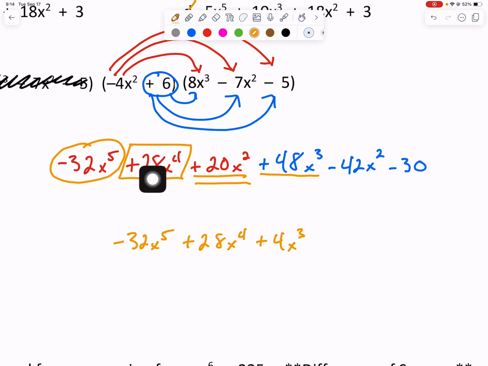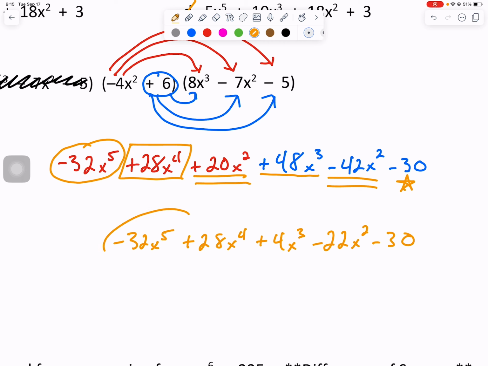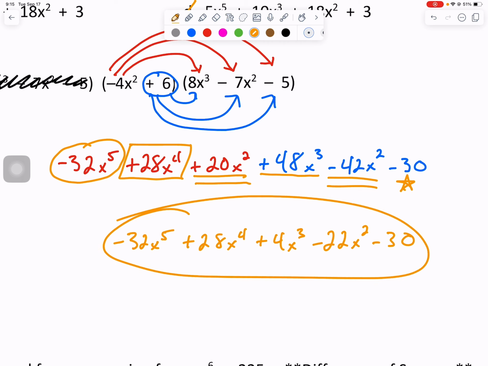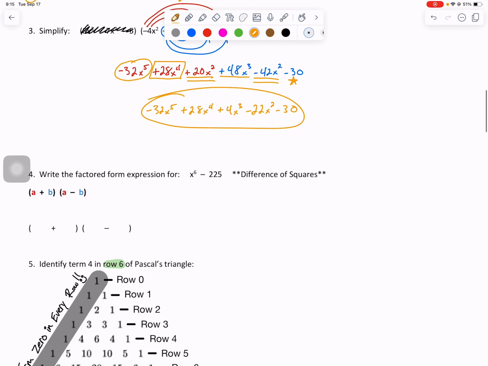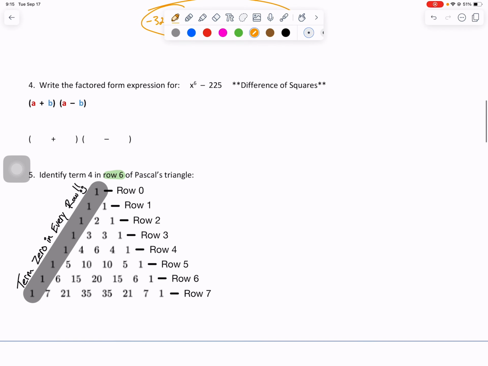Anything else x squared out of the other two terms? Sure is. 20 minus 42, the negative double deuce. Don't forget the x squared. And we'll star our negative 30 and circle our answer. Make sure to include it and then circle. Wonderful. Moving forward to, what are we on, number 4?